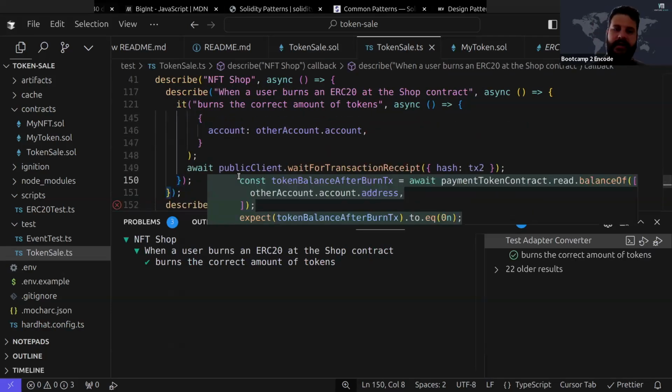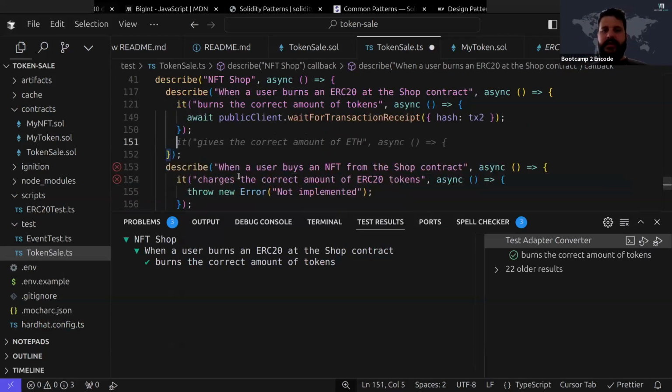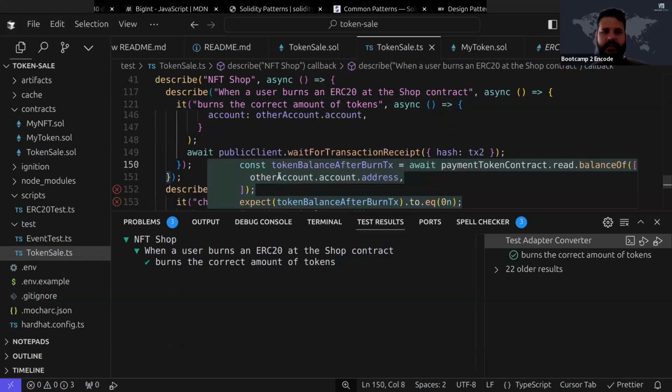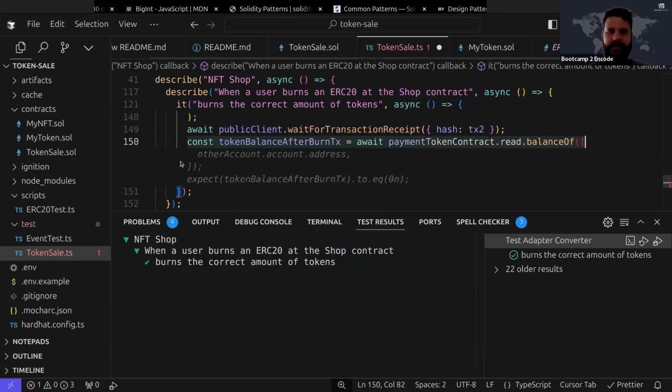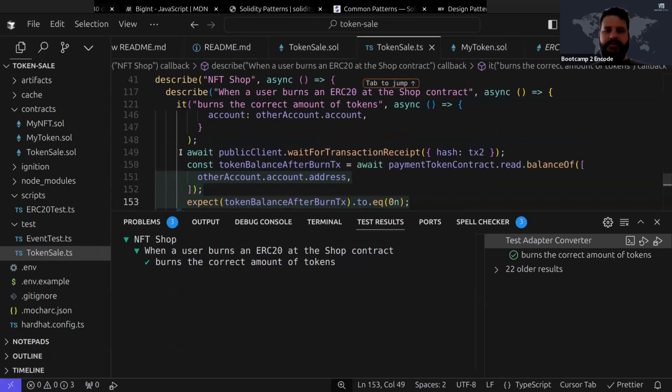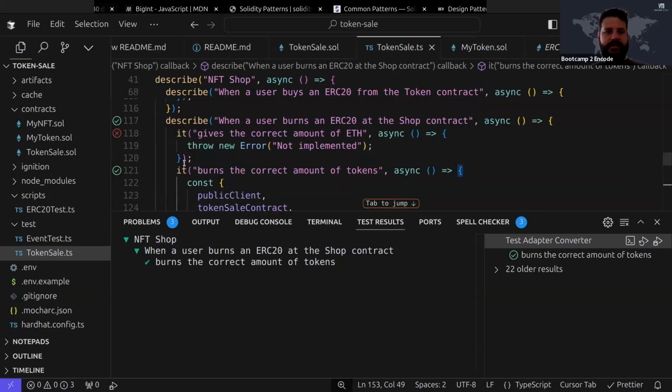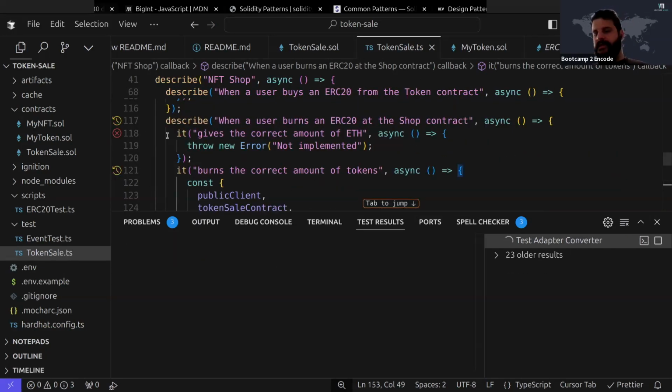Okay. Then here I would need to do the math. I would need to expect it correctly. So I would expect the difference. Let me see if Copilot can do it correctly. Expecting the token balance after burn to be equal to 0n. Maybe that's correct. Okay. Sorry for the hasty implementation with AI here.